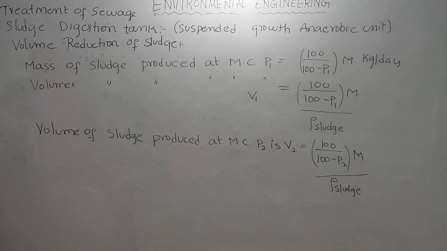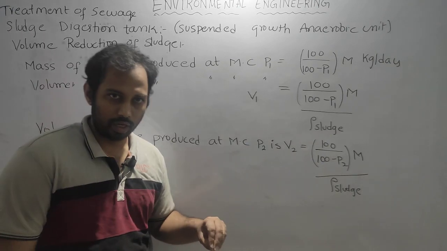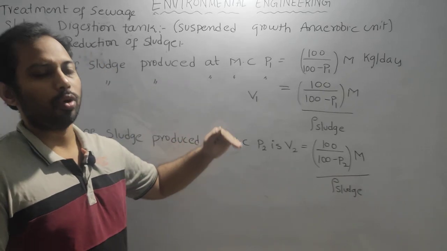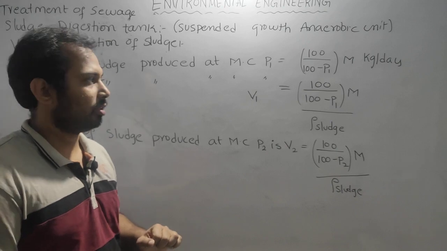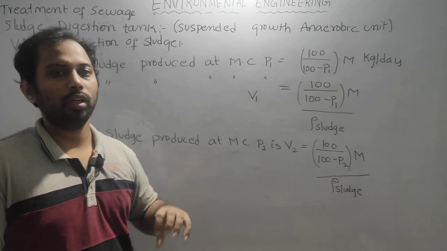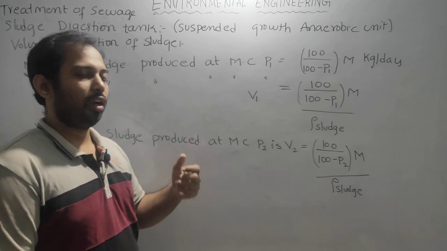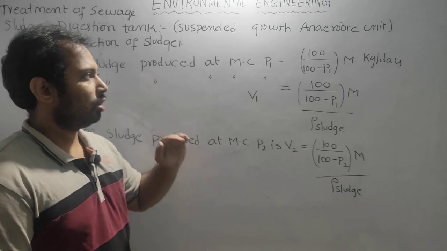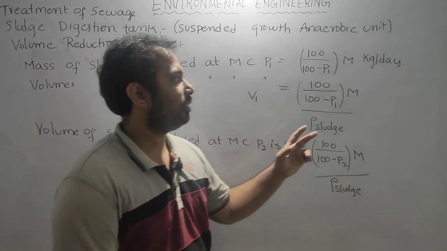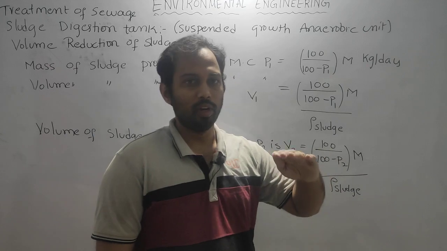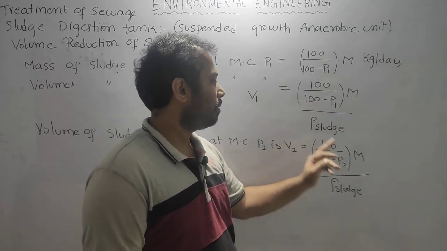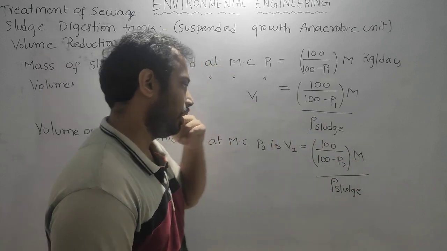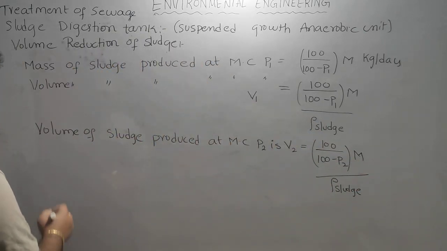So the mass of the solids, whatever the moisture content, is not changing: you are reducing the water content, not the solids content. Are you getting what I am saying? Whenever we are doing sludge thickening, we are reducing the moisture. So the solids mass m will remain the same in both cases. So what is the m value for the first case, and for the second case?